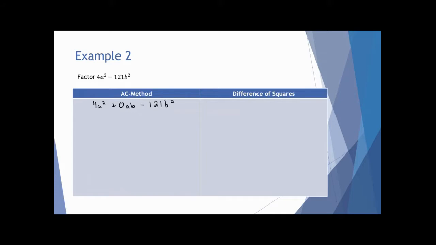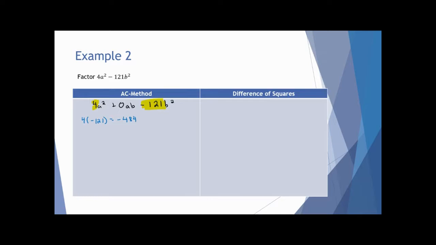So the AC method, how that works is that you are taking your first term, which is a, and your last term, c, and you are multiplying those together. So I am going to do that in a different color here. So 4 times negative 121, and I need to take out my calculator for this. I got negative 484.